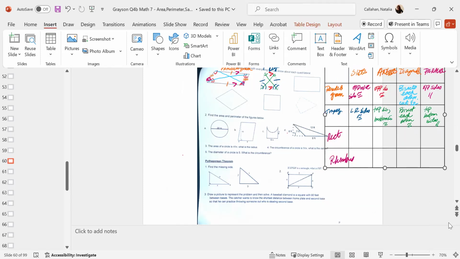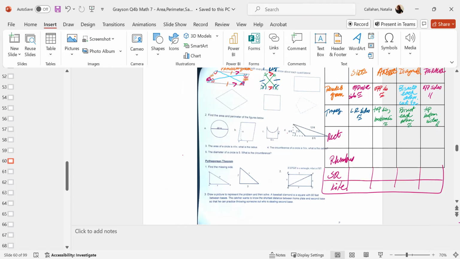And then after the rhombus you have a square, right? No, it's a rectangle. It's a square. That's a square. And then after that, you have a kite. So write down everything that you know about that.